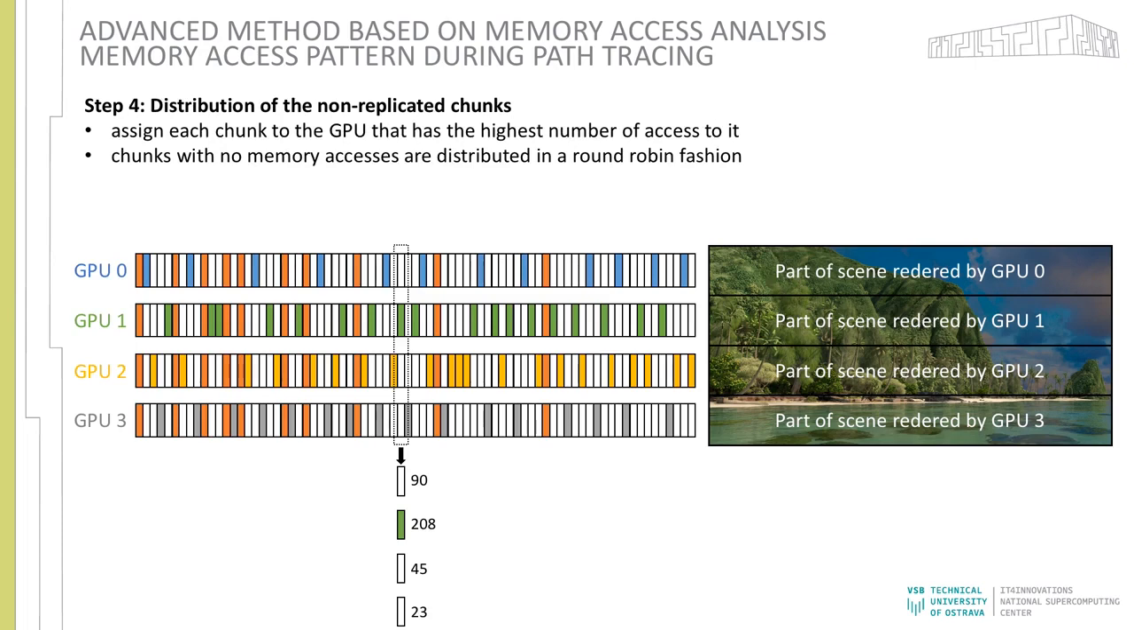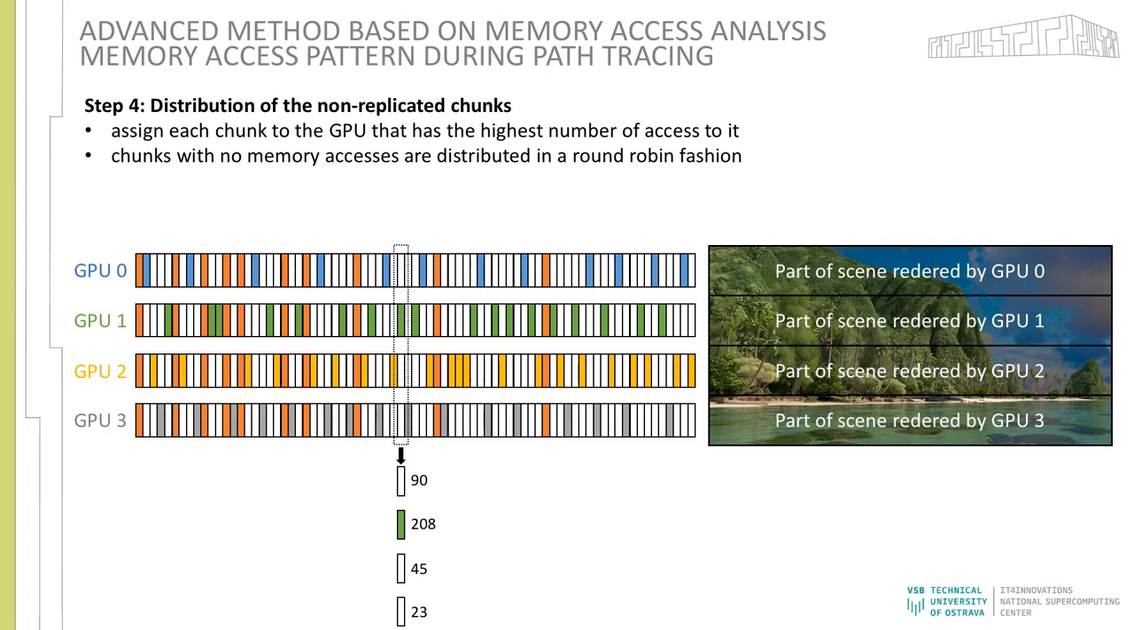In the fourth step, we distribute the remaining chunks that are not replicated. Our goal is to place each chunk in the memory of the GPU that has the highest number of accesses to it. This step is done based on the per-partition counters. As shown in this example, the chunk has most accesses from the second partition from the top, and therefore it will be assigned to GPU number 2.